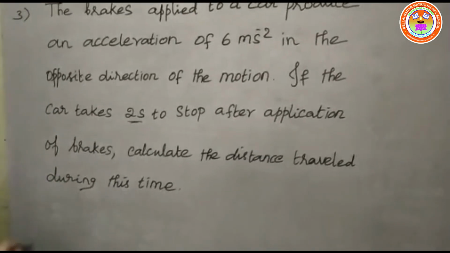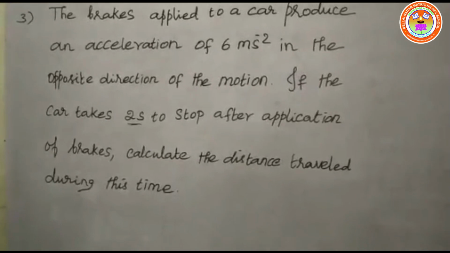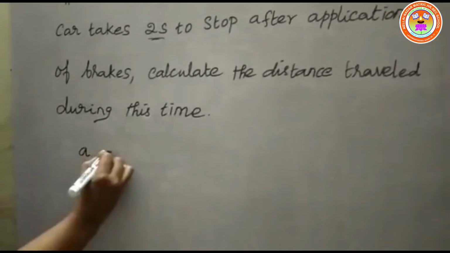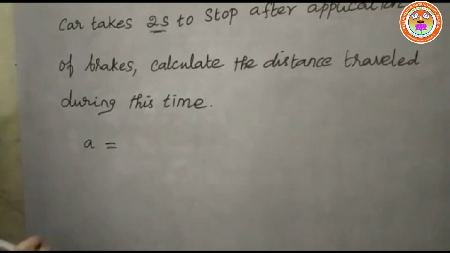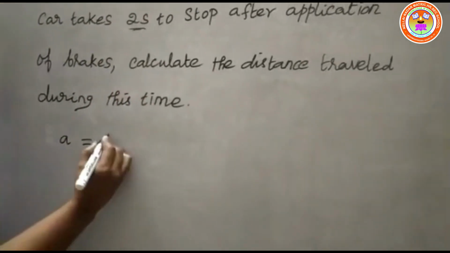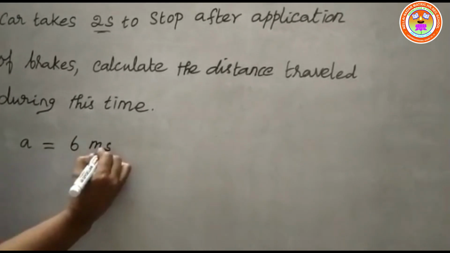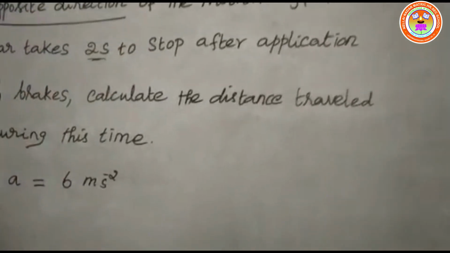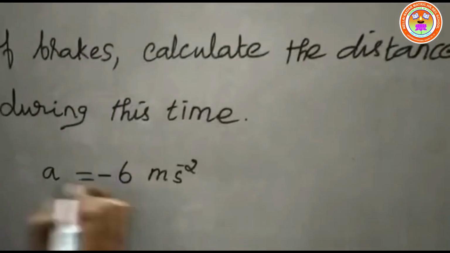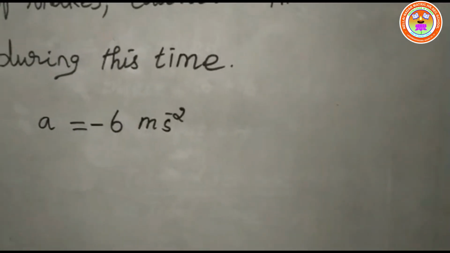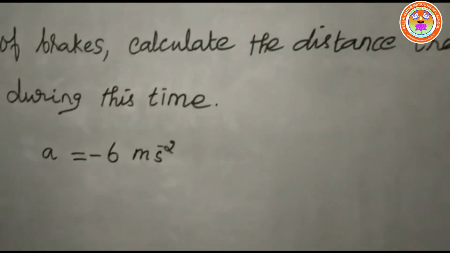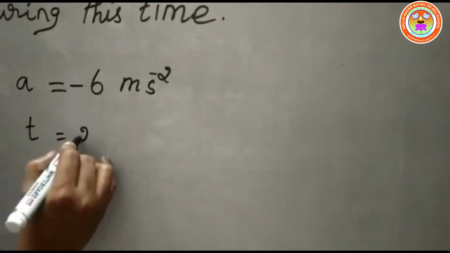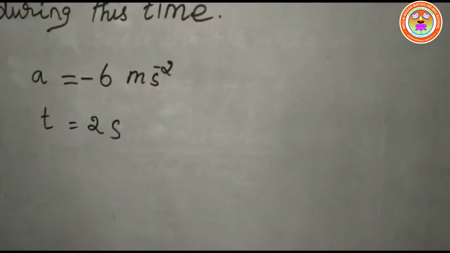First we have to write what data are given in the problem. First is given acceleration. Acceleration is denoted by the symbol A, already we know. What value is given? 6 meter second power minus 2. But it is acted in which direction? Opposite direction. So what you have to write? A is equal to minus 6 meter second power minus 2. And after that time 2 seconds, that is t is equal to 2 seconds is given.